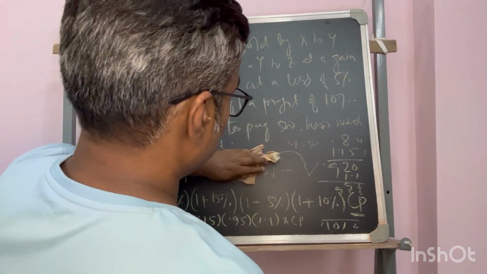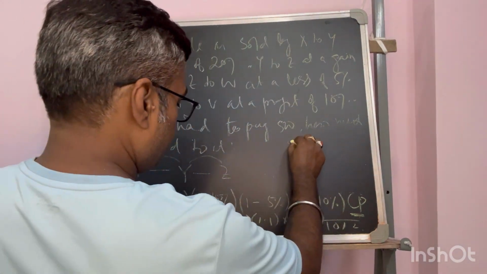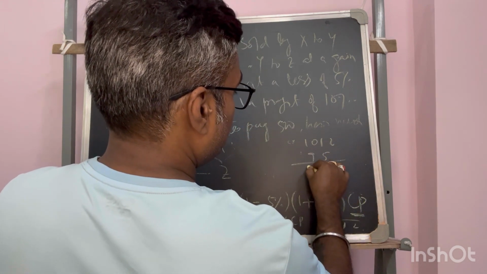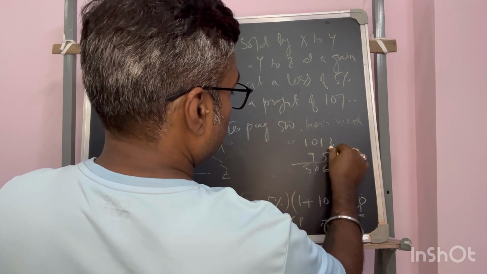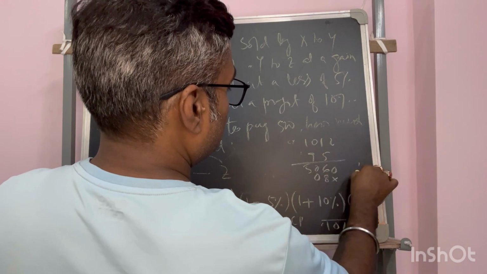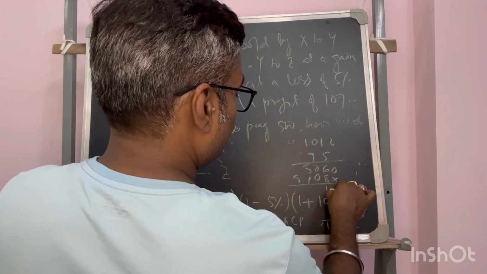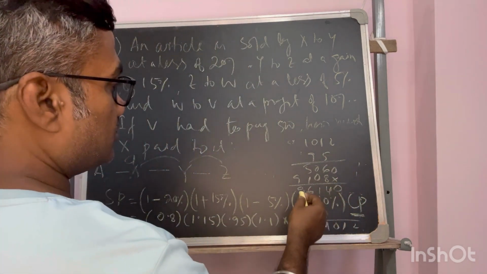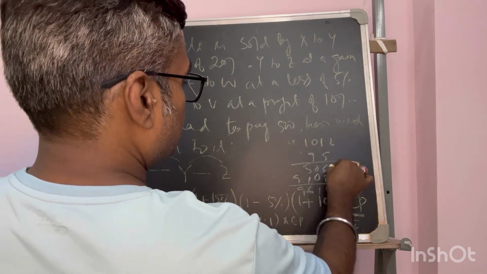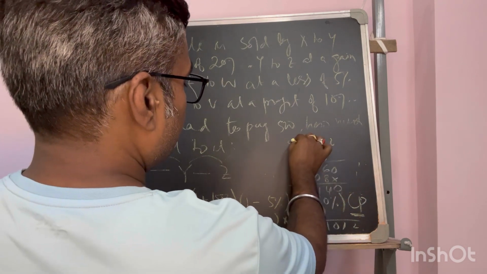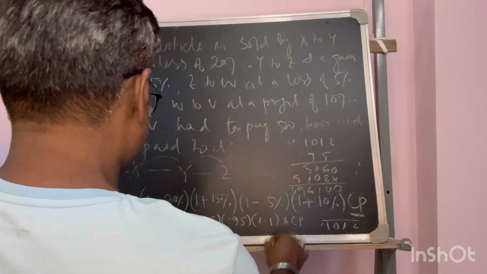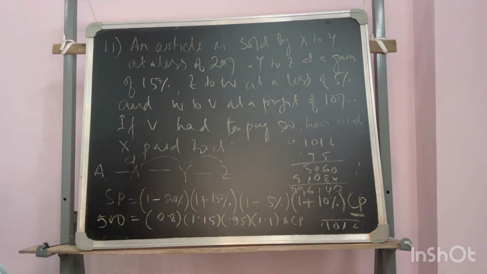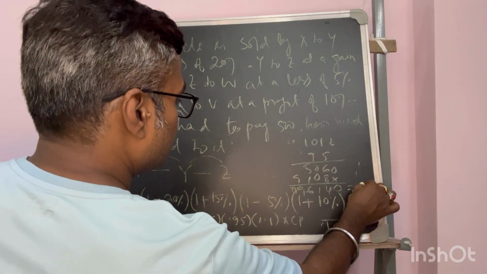Then again multiply by 0.95, and continue the multiplication step by step. How much is it? Almost 0.09, so approximately 0.1 we can take. If I take 0.1 here, this is approximate 0.1.